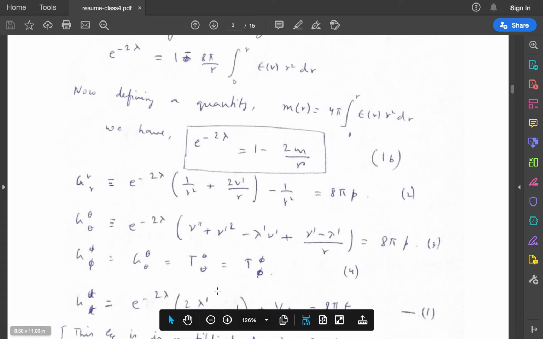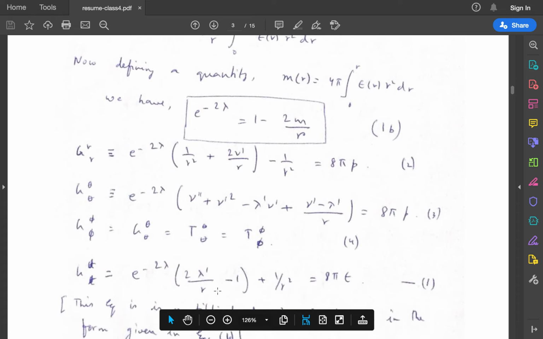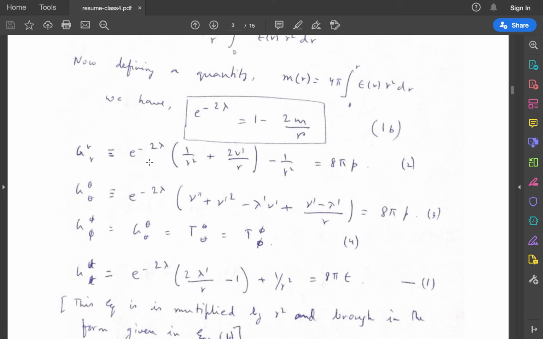So this we get from this equation. The other equation, G_rr equal to 8 pi p, gives the relation of this form: exponential to y, exponential minus twice lambda, 1 by r square, and nu dash.